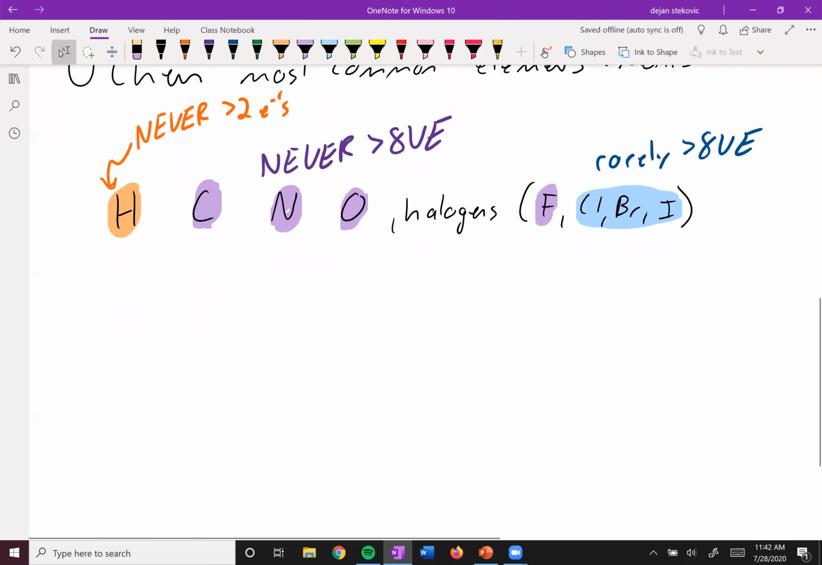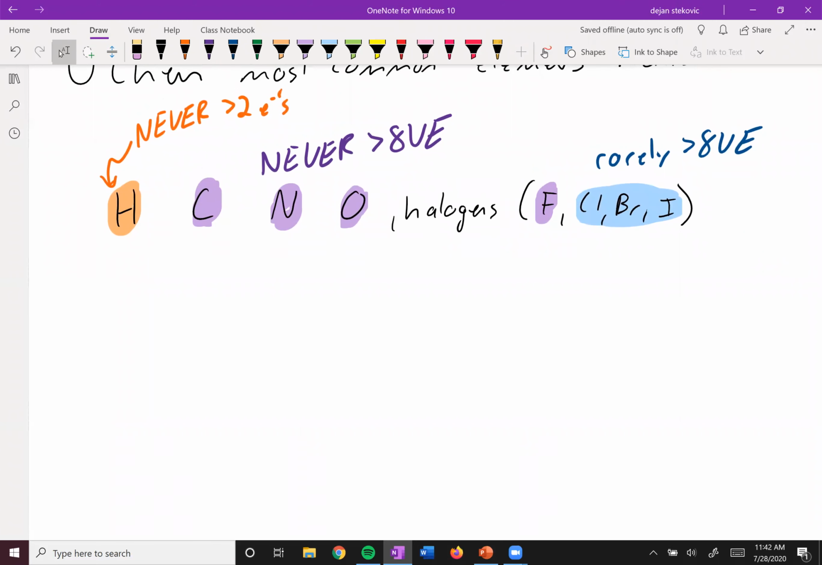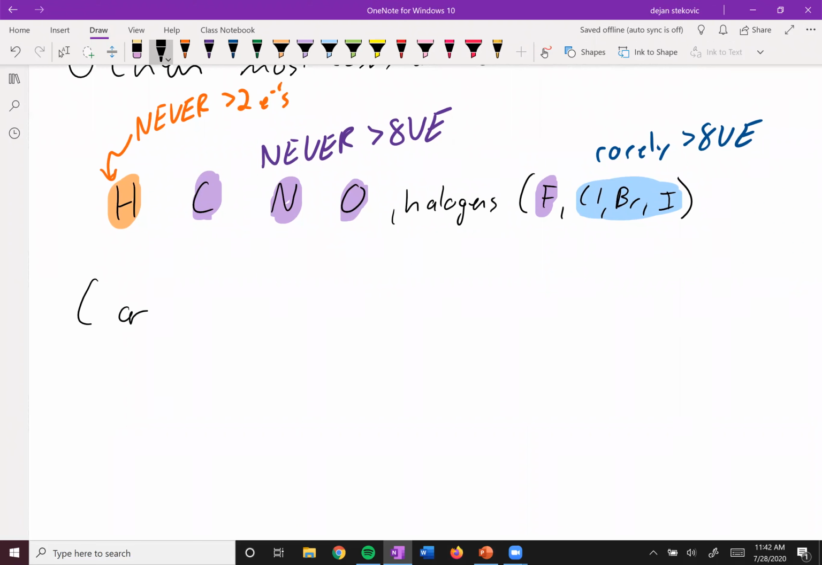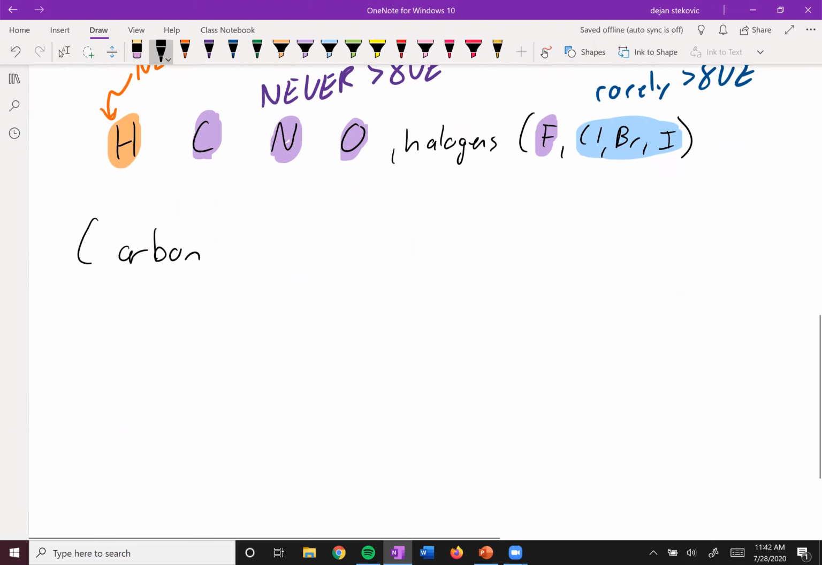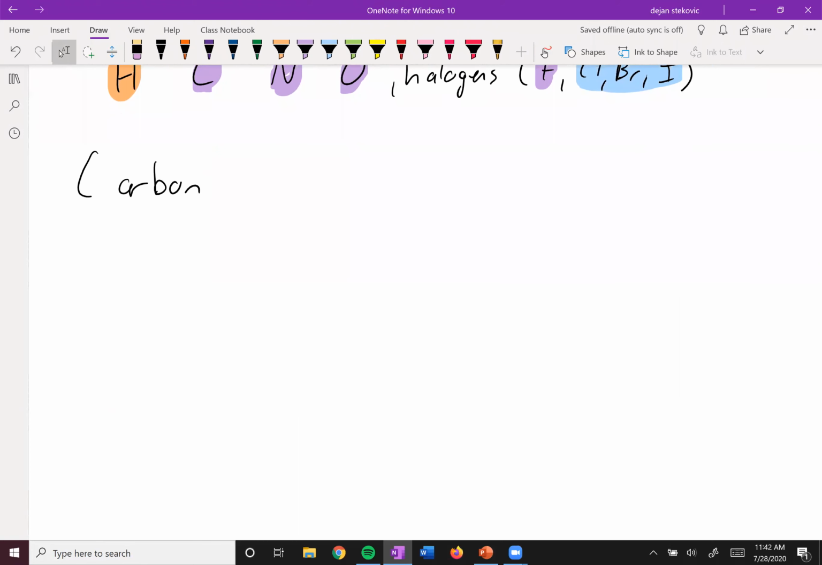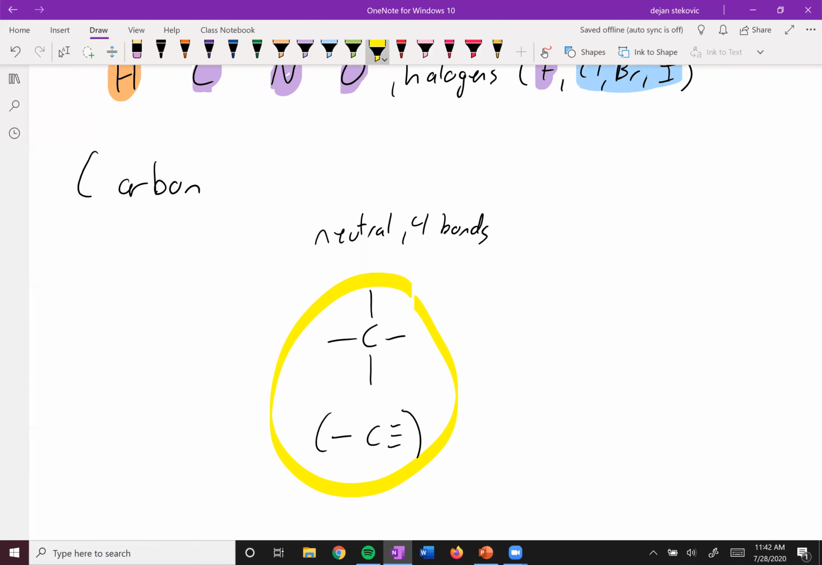So let's see some common motifs for these elements and check them out. So carbon, the most common way you're going to see carbon is just a neutral carbon with 4 bonds, right? It's bonded to 4 things. Neutral, 4 bonds, right? They don't have to be all single bonds. They could be 1 single and then 1 triple bond, right? That's still 4 bonds. But this is the most common motif you'll see in terms of carbon with 4 bonds.